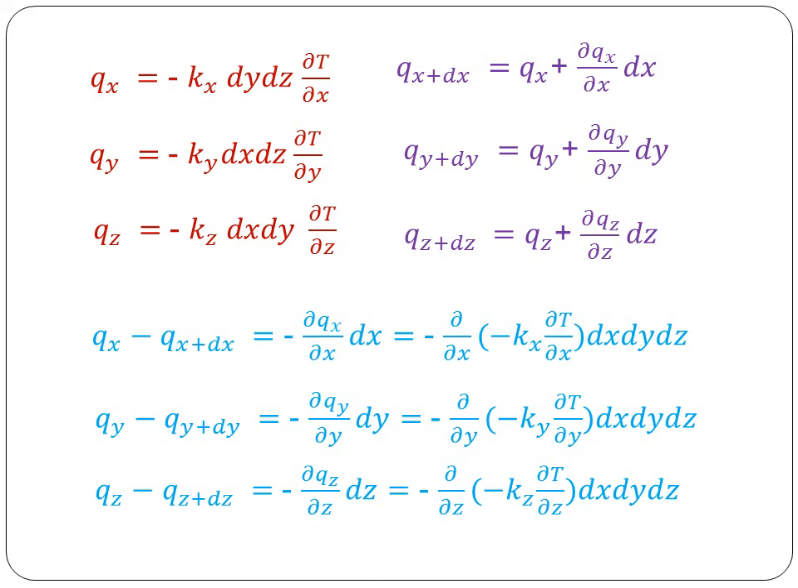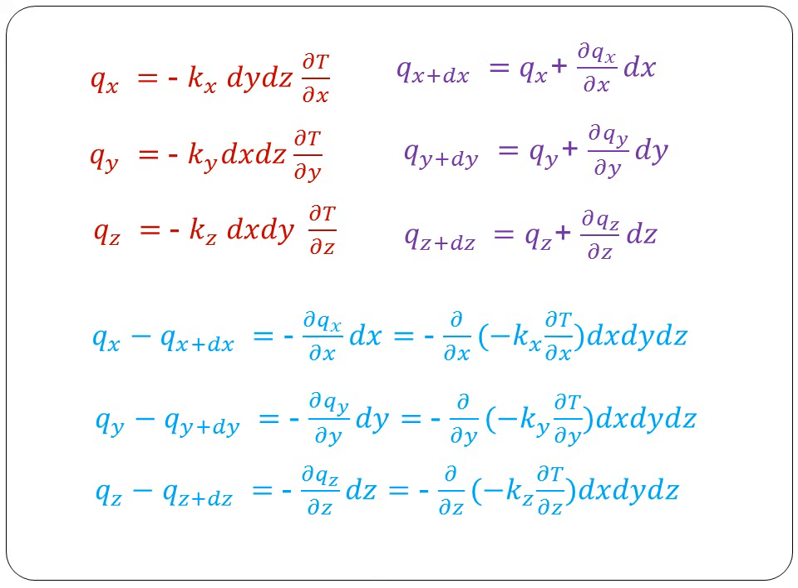So, once I substitute that and I simplify it, I will get an expression as del by del x. This minus sign will also get nullified. So, you have del by del x Kx del T by del x into dx dy dz. So, that is Qx minus Qx plus dx, which is net heat conducted in x direction.